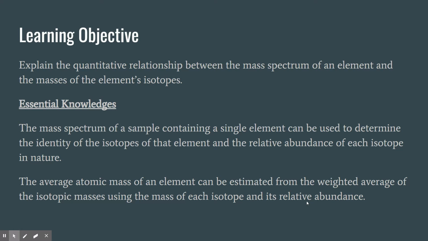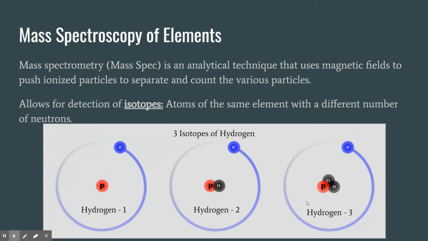And the reason this is important is it's going to show us how we get those atomic masses that we use for molar masses. So let's start off by defining mass spectroscopy. It's this analytical technique that uses magnetic fields to push ionized particles. And this is going to allow me to separate them and count them. And what it's going to allow me to do is to detect isotopes. And remember that isotopes are atoms of the same element, but they have a different number of neutrons.